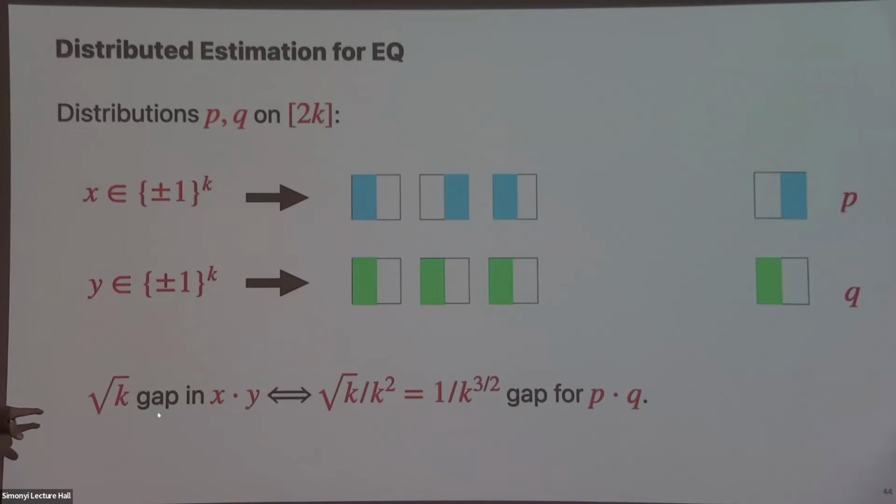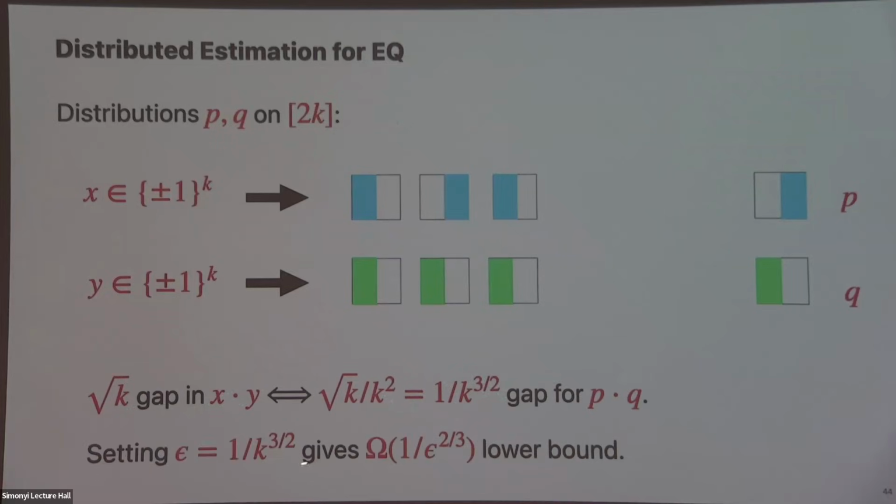So a root k gap in x dot y translates to a root k over k squared gap for this distributed estimation. Because remember, there are 2k buckets. The probability in each bucket is 1 over k. So root k over k squared is 1 over k to the 3/2. So what we're saying is 1 over k to the 3/2 gap for equality requires k bits of communication. You just rewrite this in terms of epsilon and you get exactly the statement that you want.